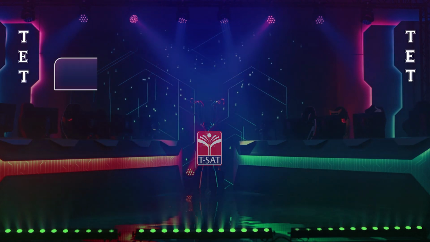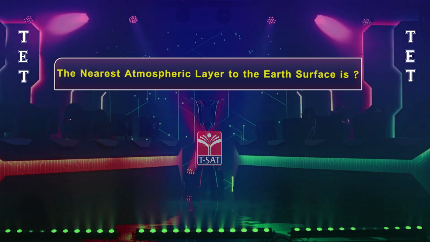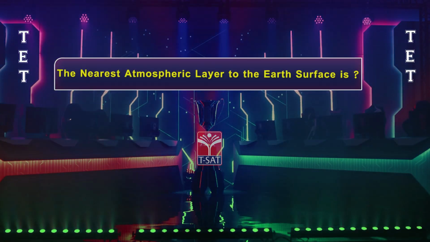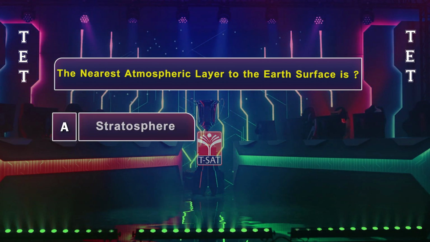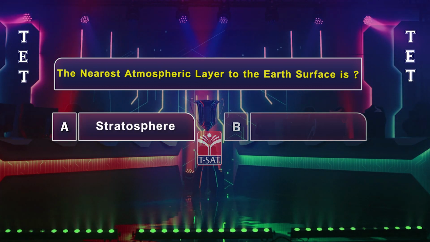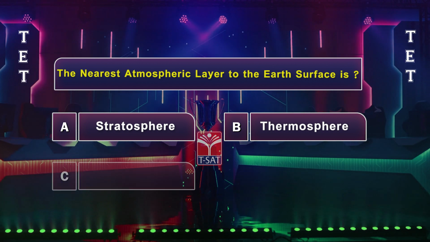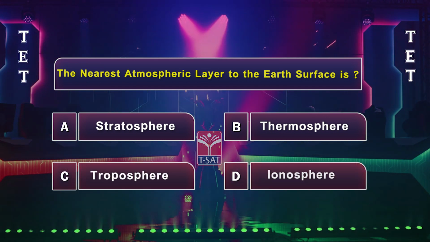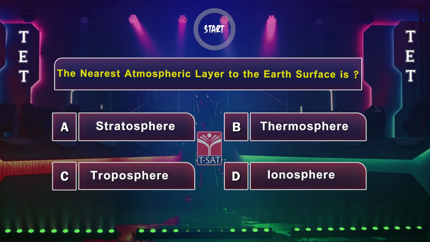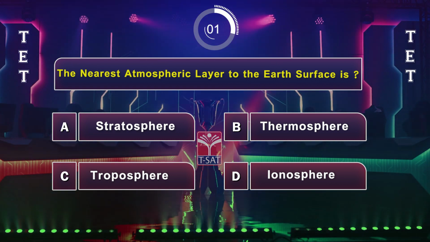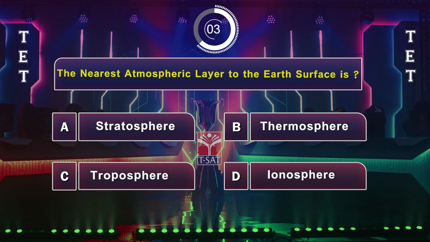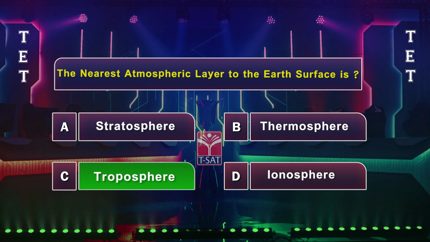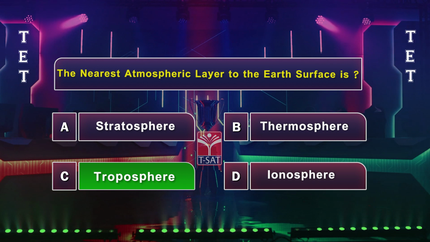13th question. The nearest atmospheric layer to the Earth's surface is option A, stratosphere. Option B, thermosphere. Option C, troposphere. Option D, ionosphere. Your time starts now. The correct answer is option C, troposphere.